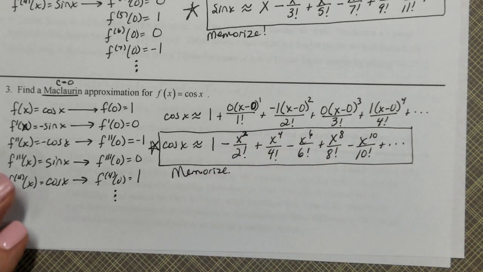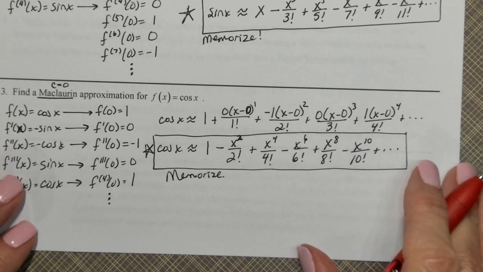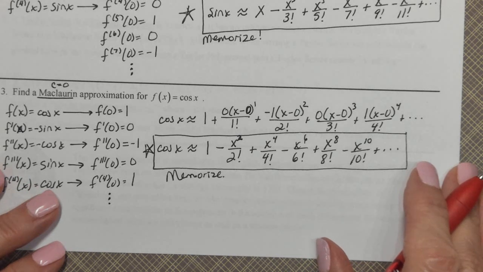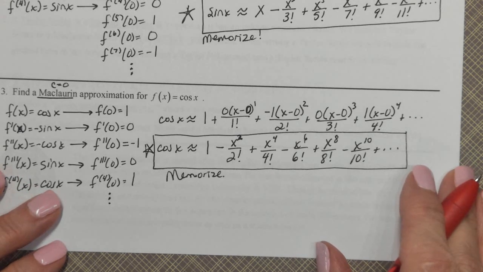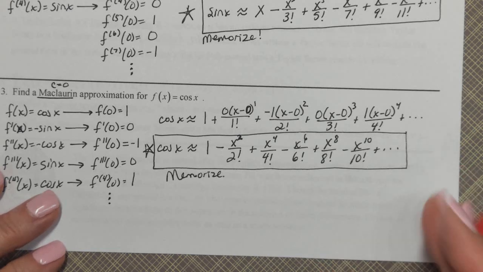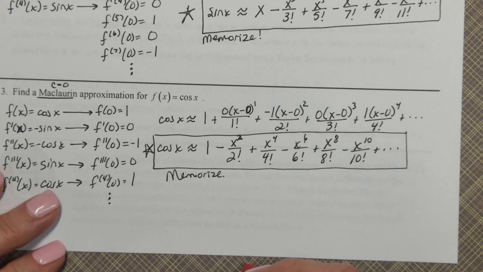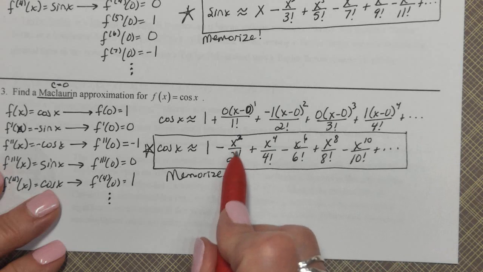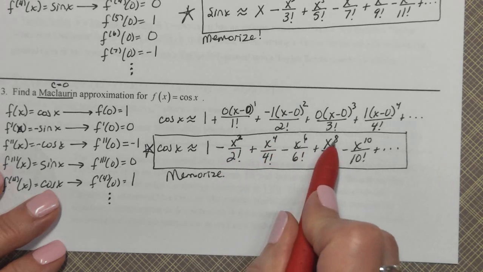Okay, here's how I remember these. I remember that cosine is an even function. Back when we did even and odd functions in pre-cal, and probably in Algebra 2 as well, cosine has symmetry with respect to the y-axis. It's even. And look at all the even powers, even factorials.